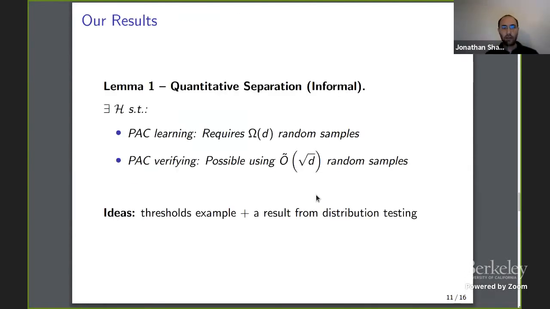Yes. Using this idea, we're able to prove a result which says that there is a quantitative separation between learning and verifying, a quadratic separation in sample complexity. The idea is to generalize this idea from thresholds to a class with D thresholds that has VC dimension D, and then the certificate involves 2D events and not just two events. Then you can use results from distribution testing to test that all those events satisfy a certain condition using square root D samples. So that's our first result.